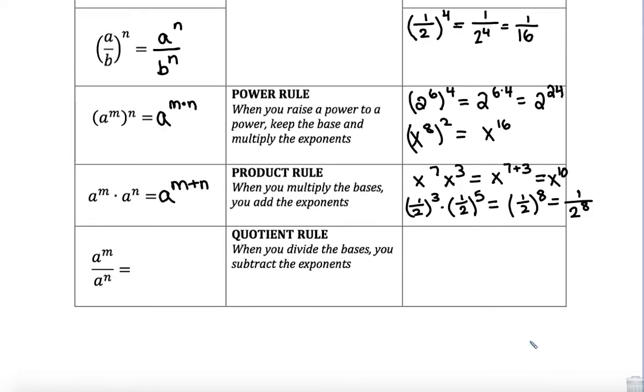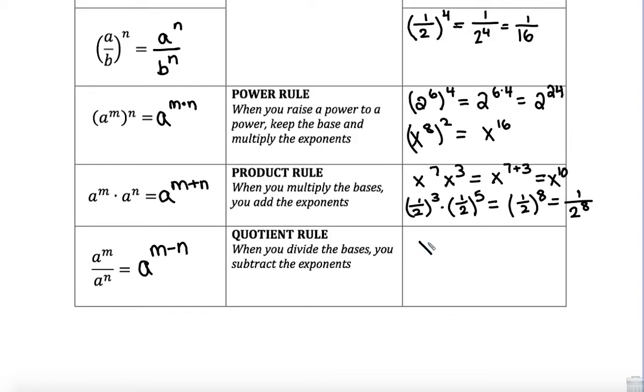Then finally, we have the quotient rule when you're dividing. So we're dividing, they have the same base, different exponents. Instead of adding them, I'm going to subtract them. So I take a and I do m minus n. When you divide the bases, you are subtracting. When you multiply the bases, you are adding.